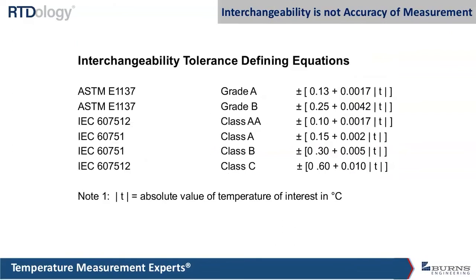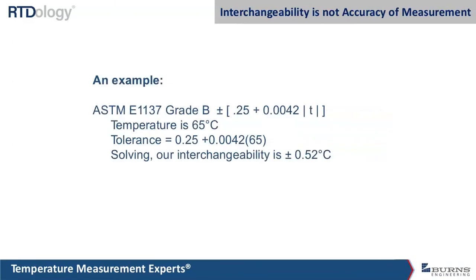We can also look at these tolerances in equation format. If we are looking at this 60751, which is the international standard, probably the most popular one, and class B is certainly specified a lot. At 0 degrees C, this part of it of course drops out, so we're just at plus or minus 0.3 degrees C. But if we were at a different temperature, let's say minus 85 degrees C, we just plug in that temperature here, drop the minus sign, and that gives us the interchangeability tolerance at minus 85. Just a little example here: this one's at 65 degrees C, and this turns out to be plus or minus 0.52 degrees C.